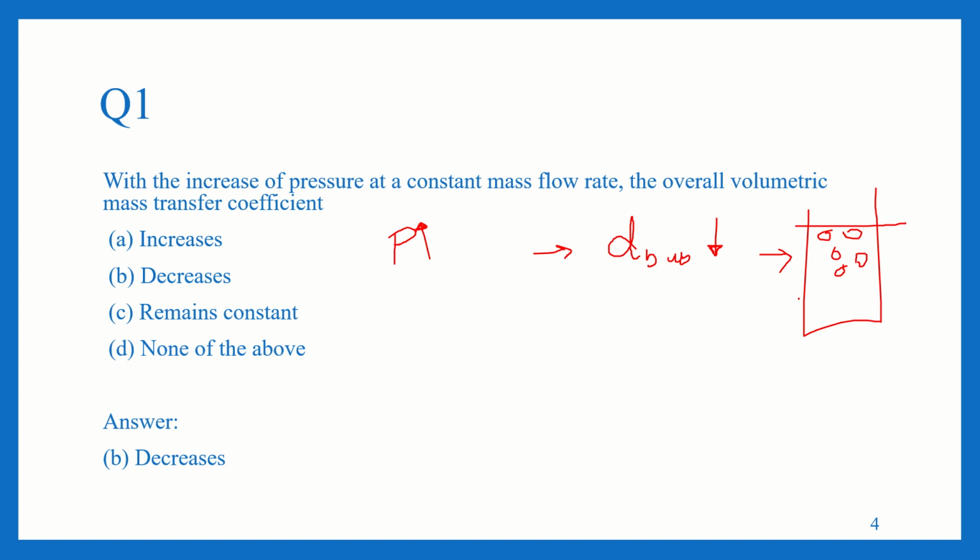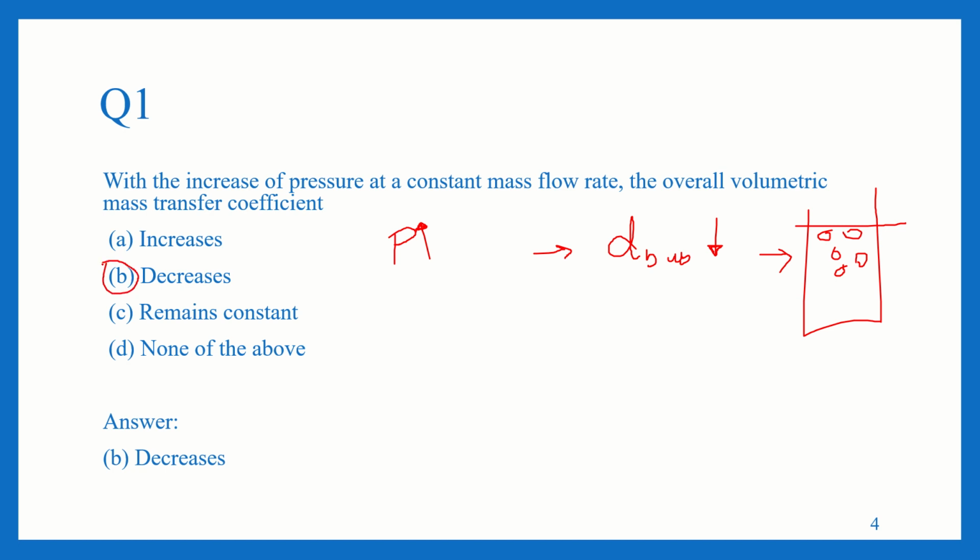So with increase in pressure, the bubble diameter is decreased, and because of that the mass transfer coefficient, that is the mass transfer from the bubble to the fluid, would be reduced. So the mass transfer coefficient decreases. So the answer to the first question is option B, decreases.